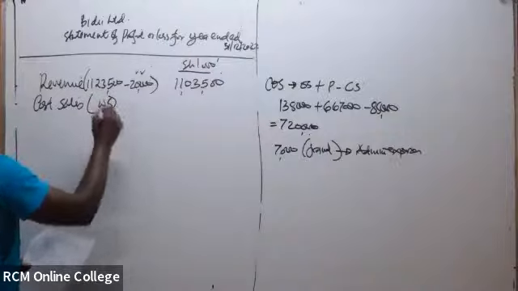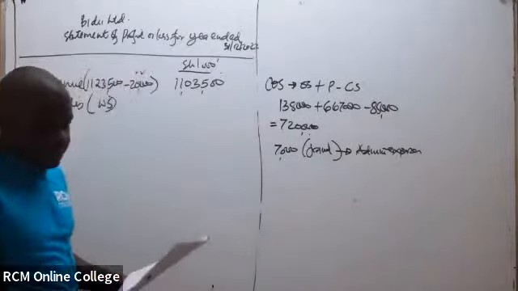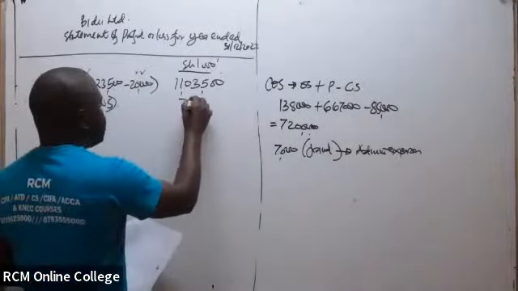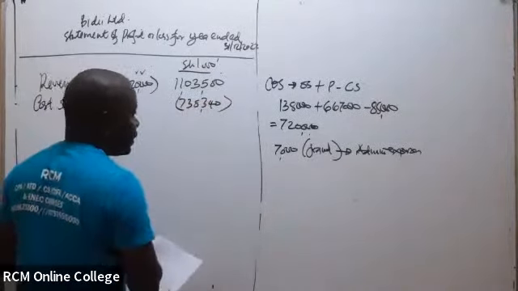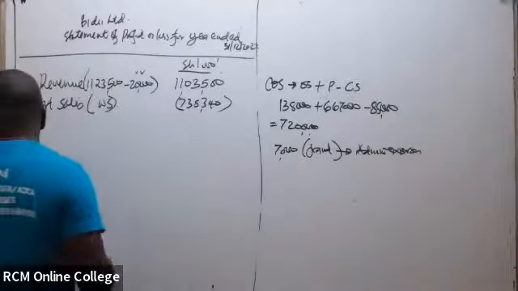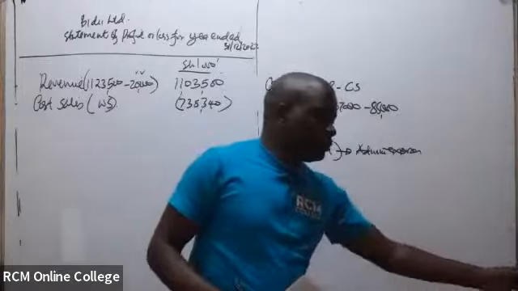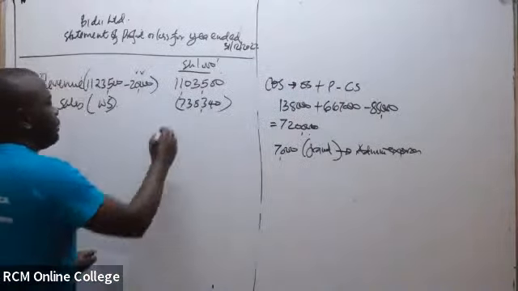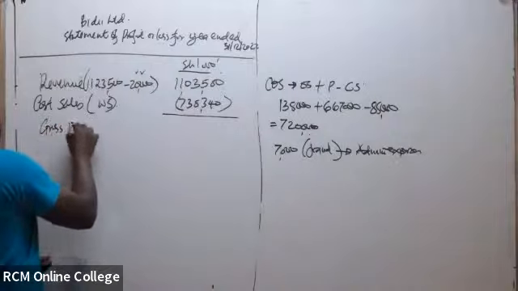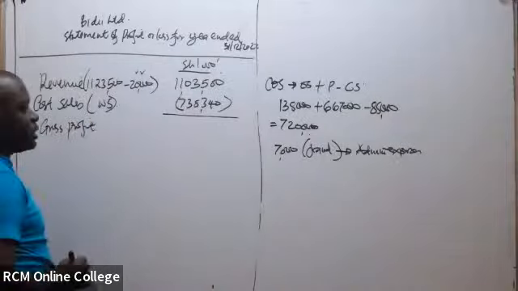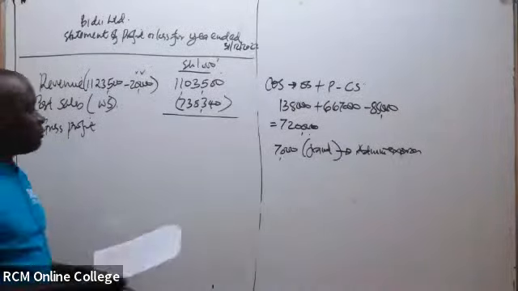The cost of sales we computed under working number 5 is exactly 738,340. Therefore you can get the difference, so that you can get the gross profit. The gross profit comes to 365,160.